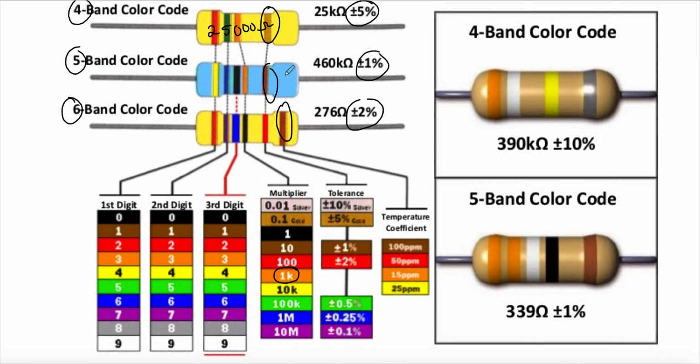Okay, let's try this one. I know it says the answer right there. Let's give it a shot though. So first one, yellow, that's a 4. And then I have a blue, so that's a 6. And then I have a black, which is a 0. And then I have an orange again, which is 1,000. So this is 460,000 or 460 kilo ohms.